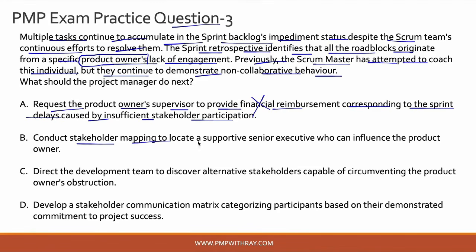Conduct stakeholder mapping to locate a supportive senior executive, okay, who can influence the product owner. Possible, you can do a stakeholder mapping exercise, probably check your stakeholder register and find a supportive senior executive who can influence the product owner. Might be their functional manager, might be their HR manager, basically an escalation. And time and again, I keep referring across these Q&A sessions that escalation is the last resort.